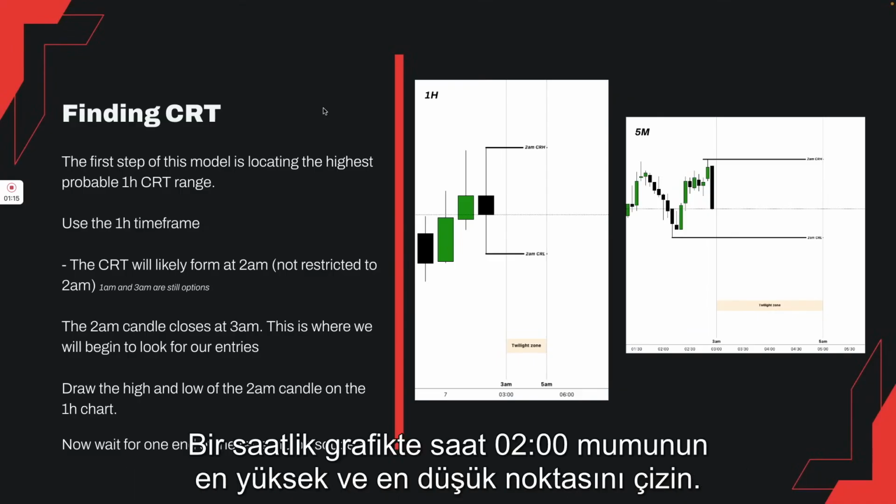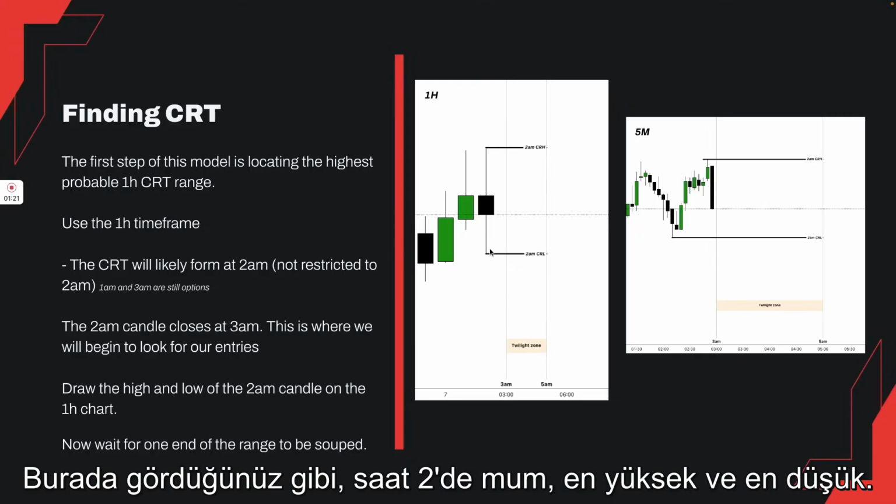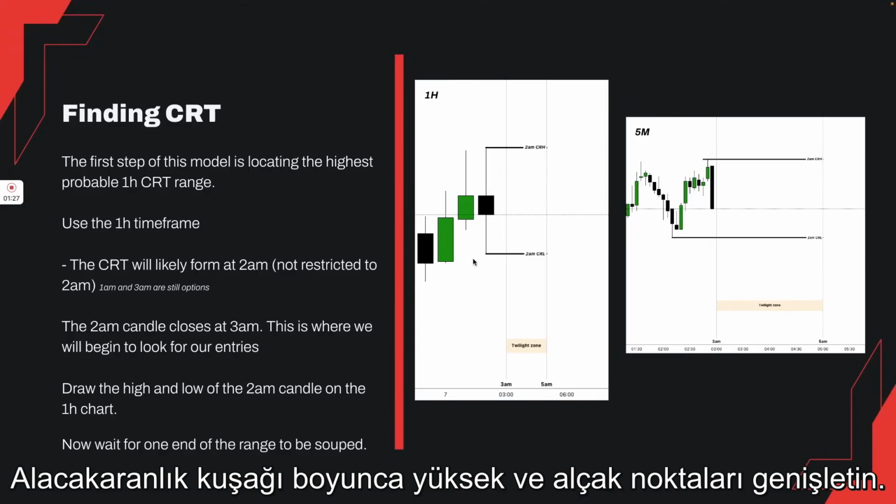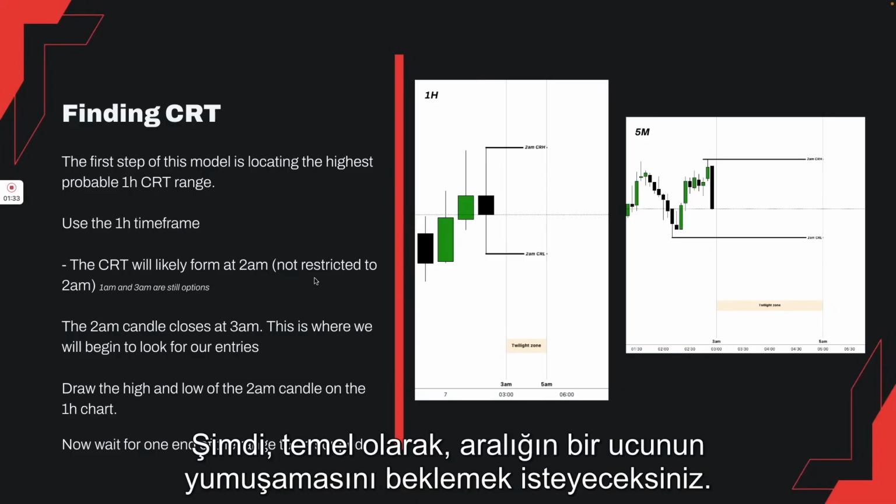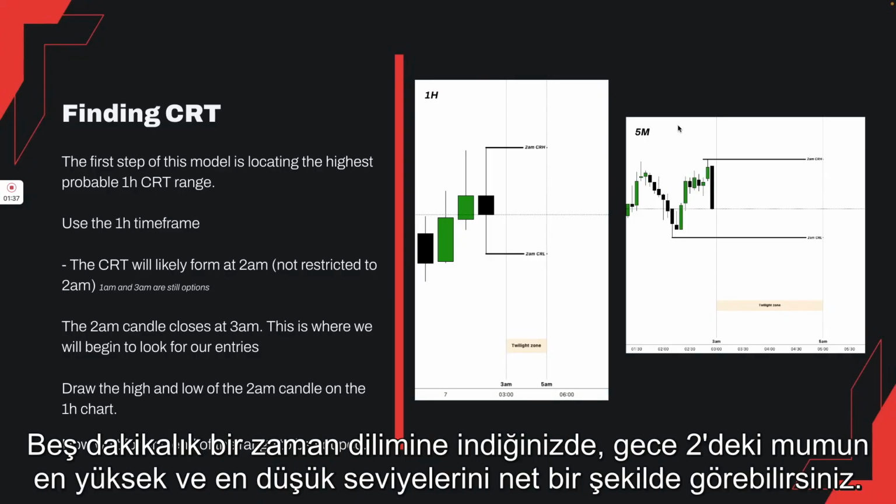Draw the high and low of the 2 a.m. candle on the 1 hour chart. As you can see right here, 2 a.m. candle, high and low. Extend the high and the low through the twilight zone. Now basically you're going to want to wait for one end of the range to be souped. Dropping down to a 5-minute time frame, you can clearly see the high and the low from the 2 a.m. candle.